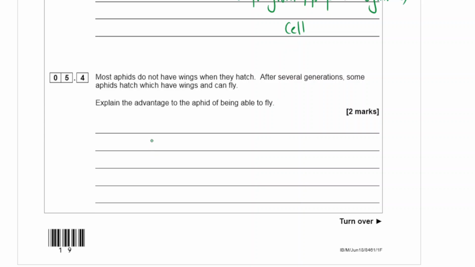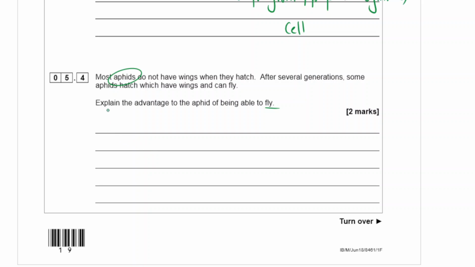Most aphids do not have wings when they hatch. After several generations, some aphids hatch which have wings and can fly. Explain the advantage of the aphid of being able to fly. Now, if it can fly, then it can go from one plant to the other. Otherwise, it's stuck on the same plant, right? And if you're the 10th generation aphid, right, unluckily, if you don't have any wings, then we're going to compete with a whole lot of other aphids around you. So you need to be able to move to another plant so that you can actually survive, right?